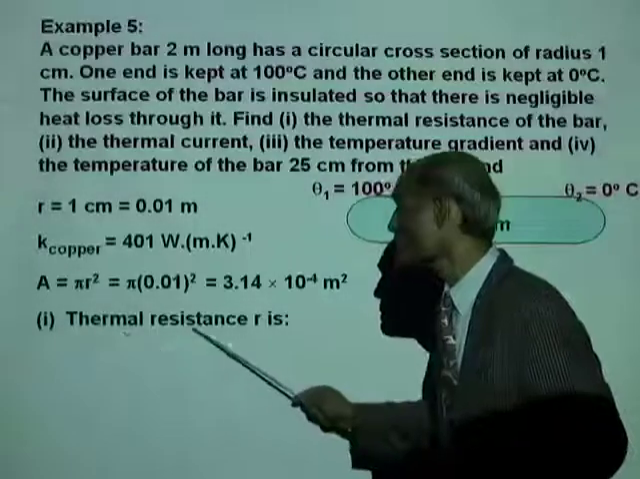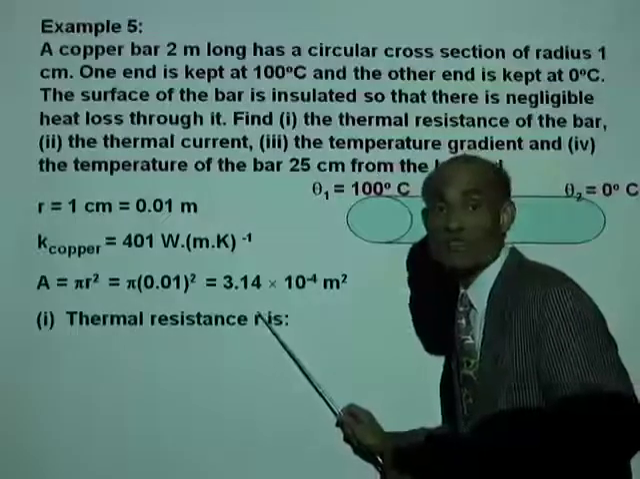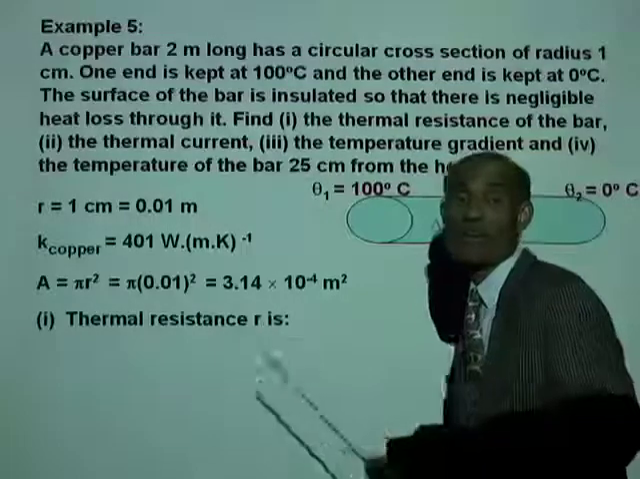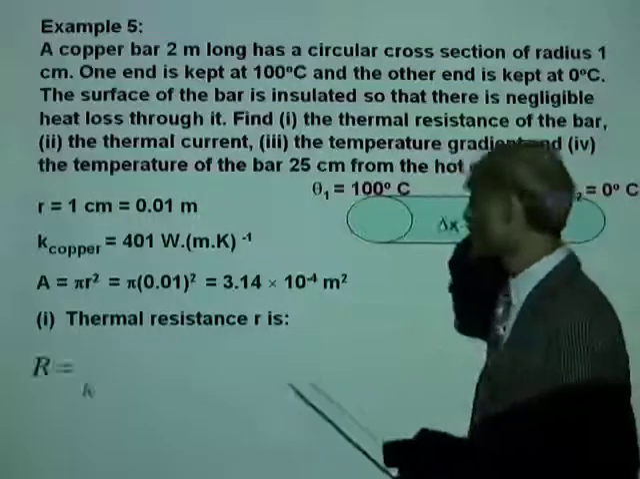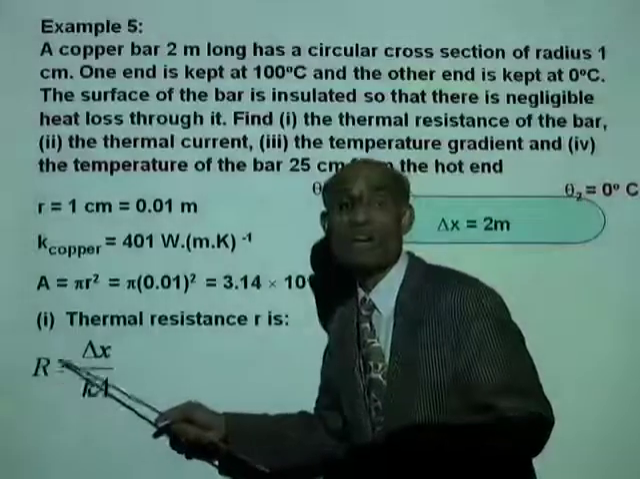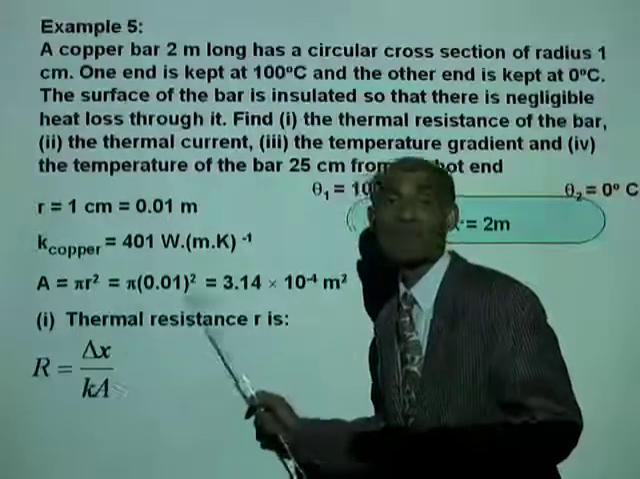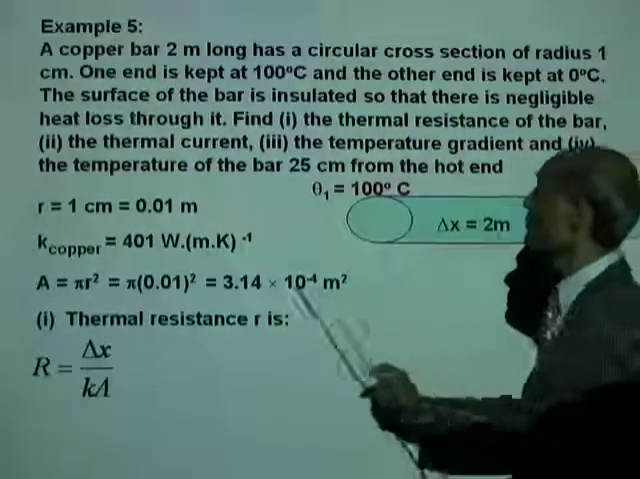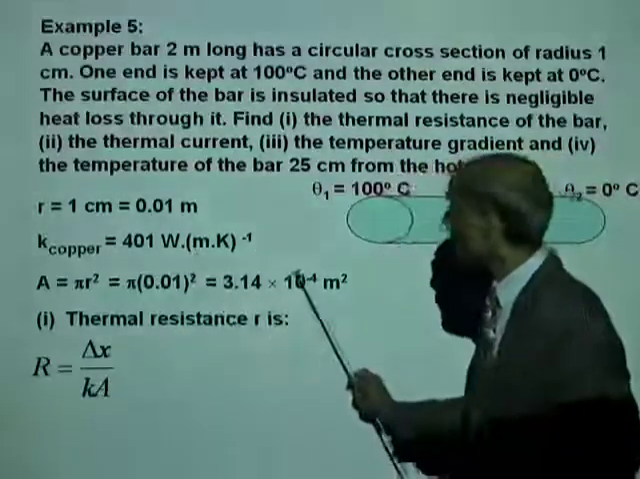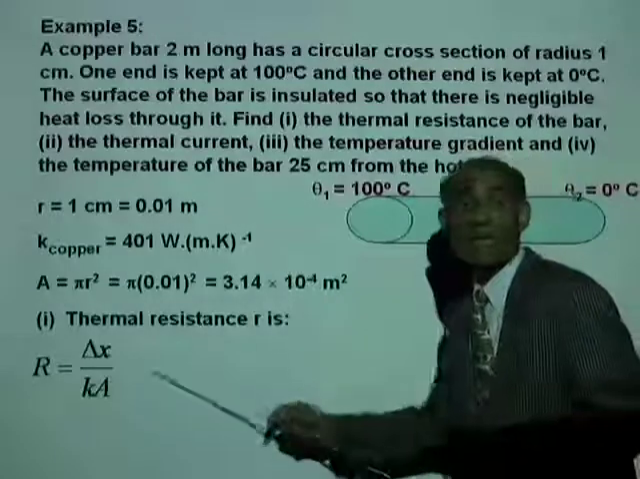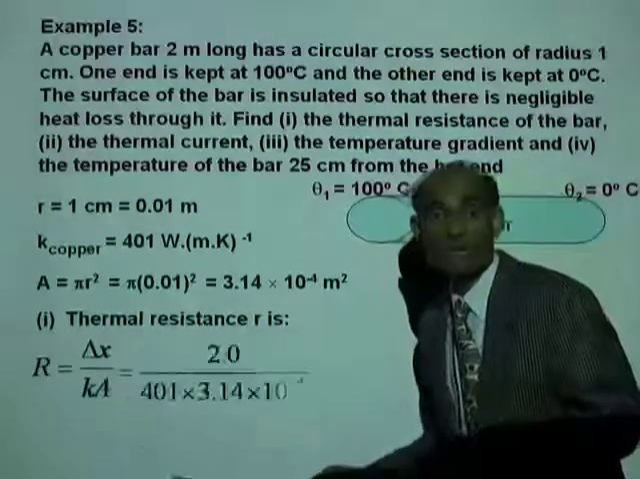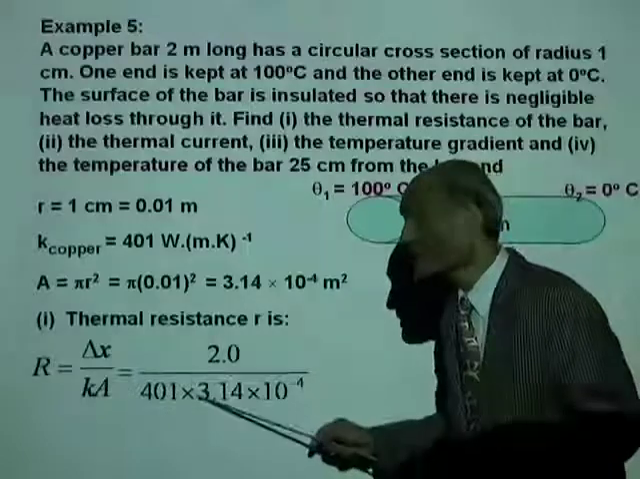What is the thermal resistance R? This must be an uppercase R, not the lowercase r. The thermal resistance is R equal to delta X divided by Ka. We've got delta X, we've got K, and we've got A. Let's place those values there and calculate.